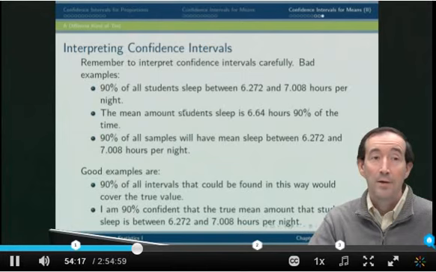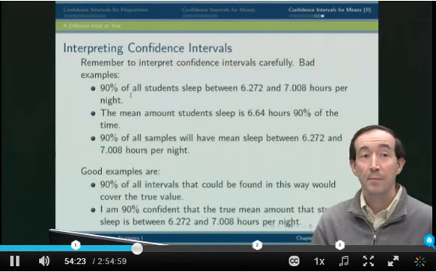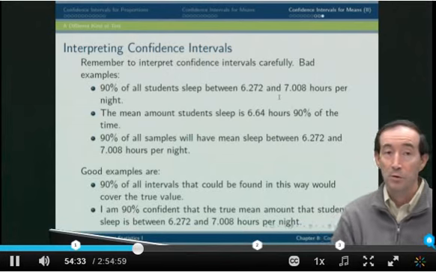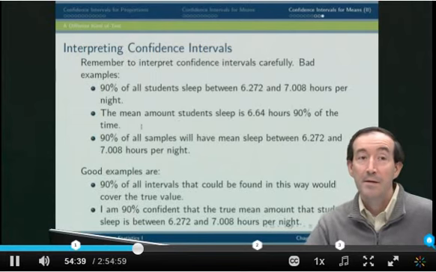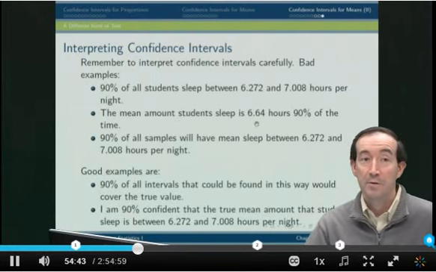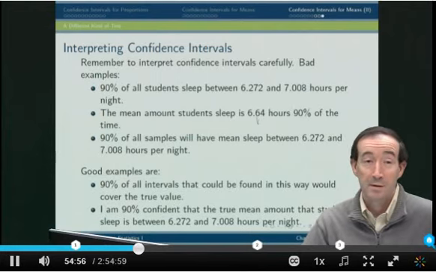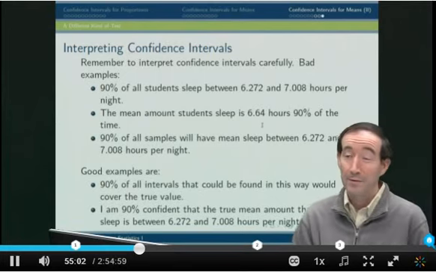That's not correct. And the reason is because that 90% is not a percentage of the students who fall in this area. It is a percentage of samples that I would find between these two values if the value halfway between them was the true population value. So it's not a percentage of students. I can't say that the mean amount students sleep is 6.64 hours 90% of the time, because it either is that or it isn't that. In fact, the chances of it being exactly that is exceptionally low. Chances are this is off by just a little bit, because this is what I calculated in my sample, and my sample doesn't have to be exactly the same as my population as a whole, especially if I have a small sample size.